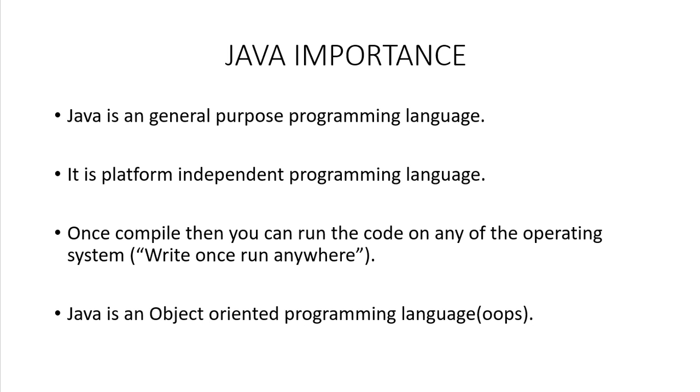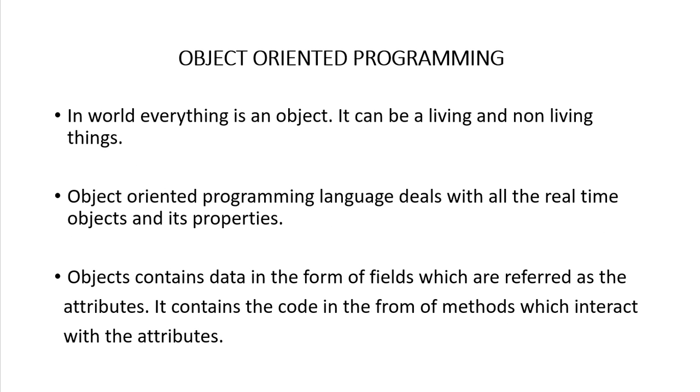Java is an object-oriented programming language. It follows all the object-oriented programming concepts. There are many object-oriented programming languages, like Python. Even Python is a great object-oriented programming language. So coming to object-oriented programming: in the world, everything is an object. It can be a living or a non-living thing. Everything you can consider as an object. A chair, a building, a person, a book. An object-oriented programming language deals with all the real-time objects and their properties.